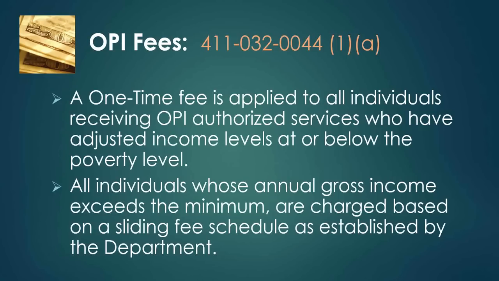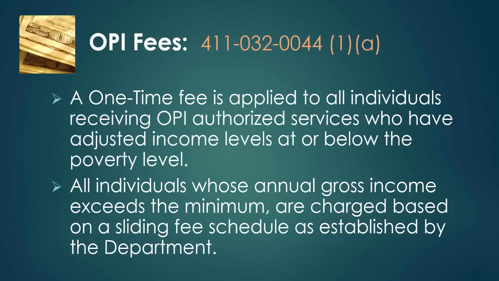You have a rule number at the top of the slide, and it says that a one-time fee is applied to all individuals receiving OPI authorized services who have adjusted income levels at or below the poverty level. So the rules are very specific that if your income is at or below the poverty level, your fee is going to be a one-time fee. Now, currently, that one-time fee is $25. It used to be different in the past. So we want to be current as to what that one-time fee is with the OPI rules.